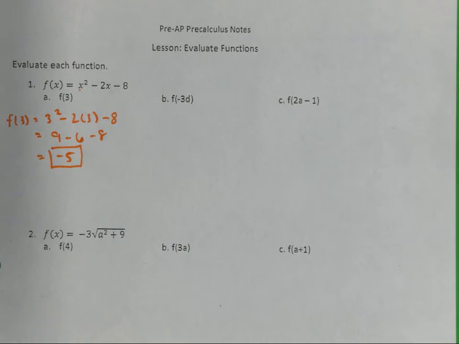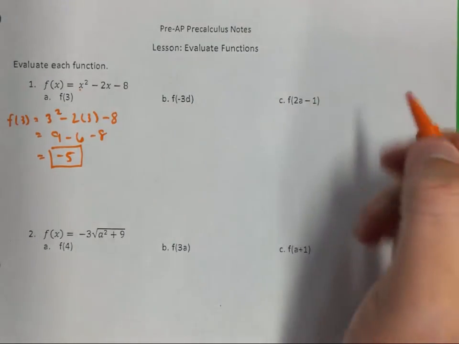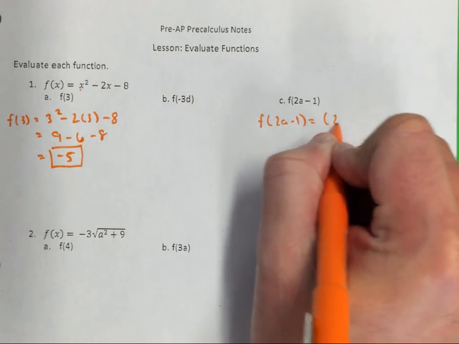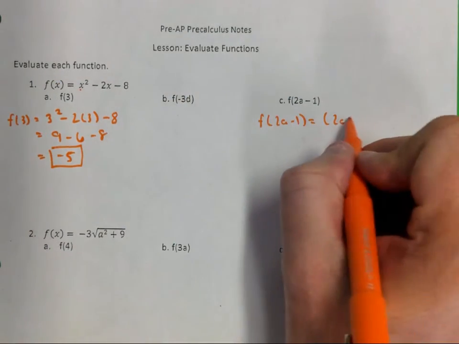Okay. We're just looking at stuff from a lot of different views this year, pre-calc. You're trying to bring everything you learn together in this course. All right, we're going to go to C. 2a minus 1. So I got f of 2a minus 1 equals, I'm going to take 2a minus 1 and plug it in for x.